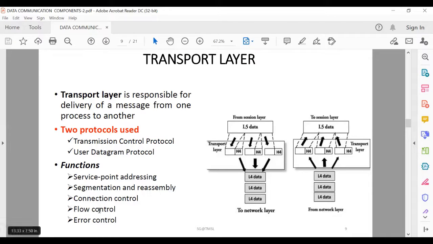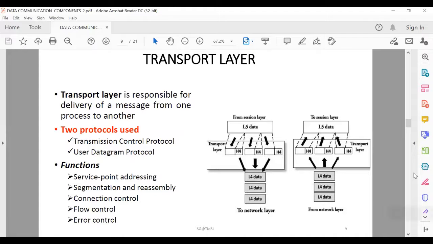Next is the flow control. The transport layer is also responsible for flow control, but it is performed end-to-end rather than across a single link. And last is the error control. The error control is also performed end-to-end rather than across a single link, and the sender transport layer ensures that the message reaches the destination without any error.